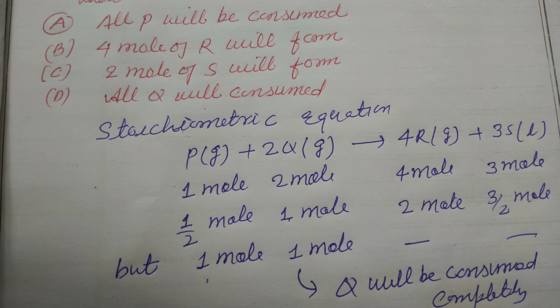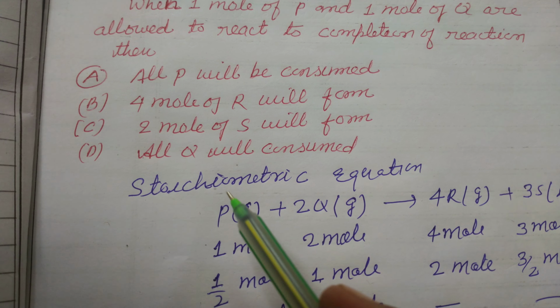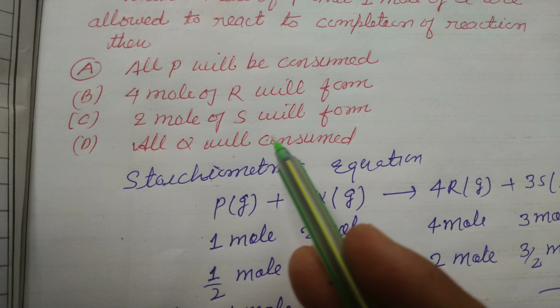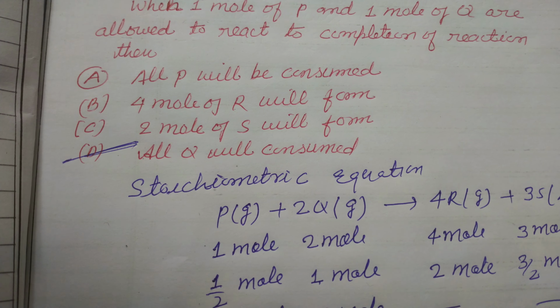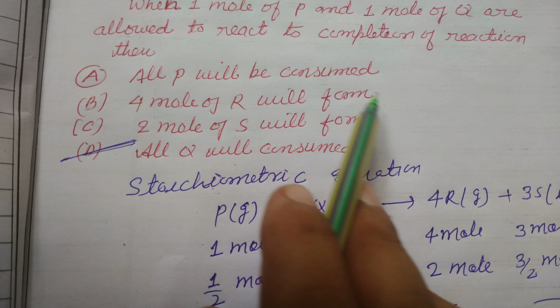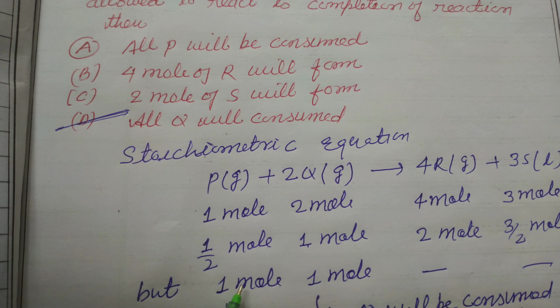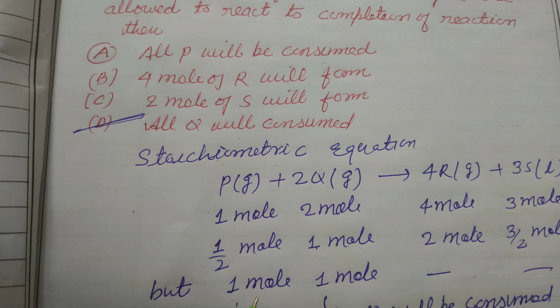So in this, option D is correct. All Q will be consumed. All P will be consumed: not correct, because half mole of P remained.